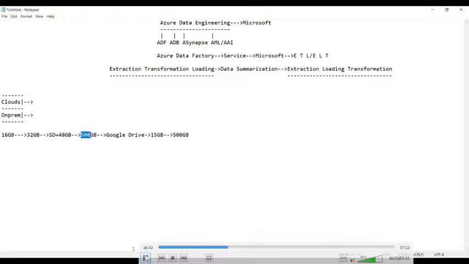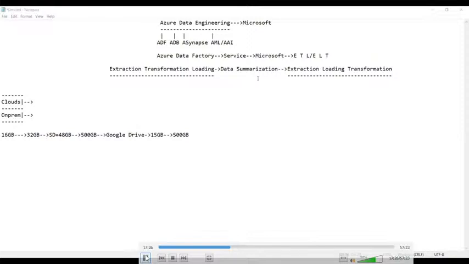Now, one fine day you lost it. Tell me, can you recover it? Can you recover the 16 GB of memory? No, we cannot. Can you recover the 32 GB of memory? No. Can you recover the 500 GB of memory? Yes.